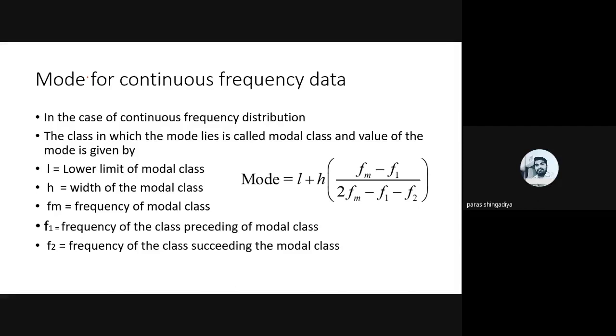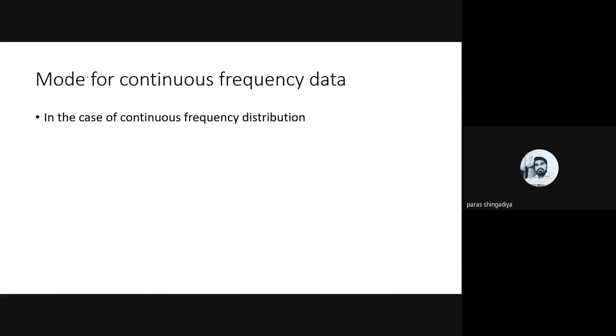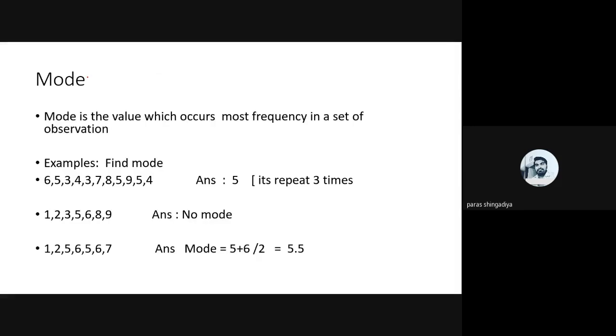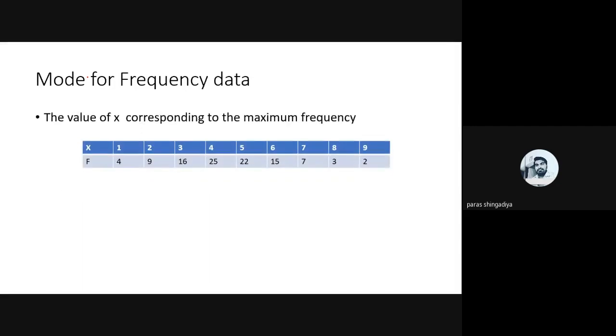In the last session, we had discussed the concept of mode. For any collection of data, how we can identify the mode. For a collection of data, we just check the maximum frequency, which number is repeated the maximum number of times. That will be the mode. For frequency data, we just check the maximum frequency and its corresponding value of x, that is called the mode. And then the third formula works for continuous frequency data.